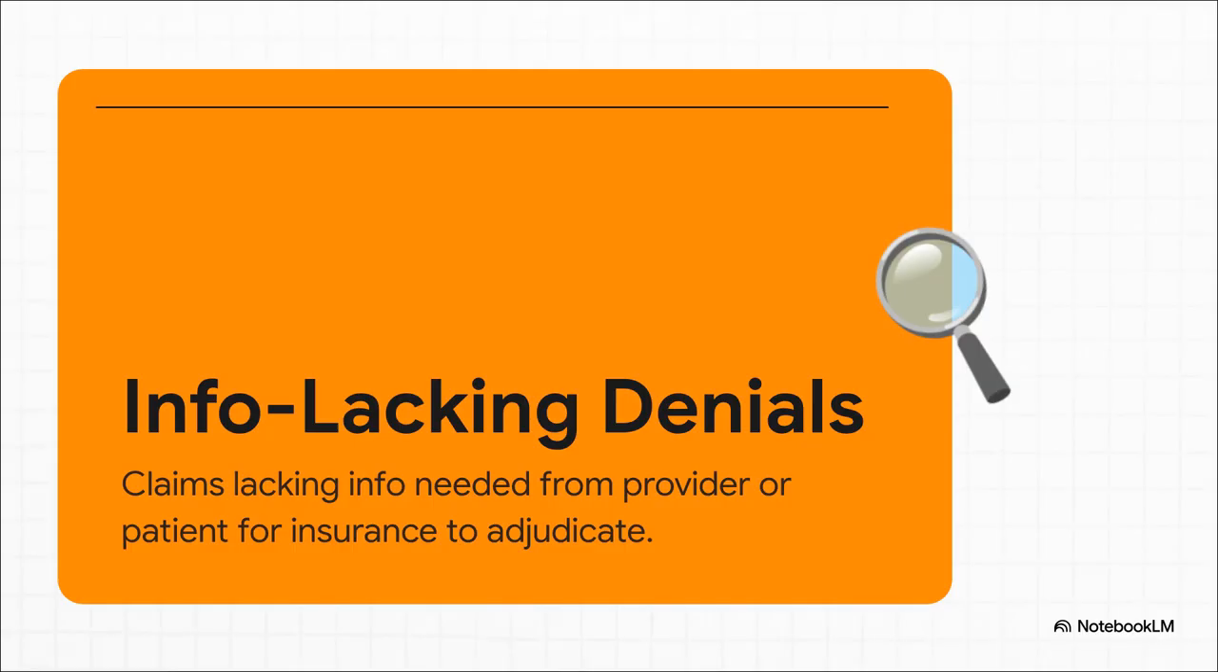So an information-lacking denial basically means a claim hit the payer system, but their examiners hit a literal roadblock. They just can't move forward. These are claims where the payer needs more information, or maybe some specific documentation from either the healthcare provider or the patient to actually process and adjudicate the claim. The main takeaway here is that adjudication just can't happen until they get this missing puzzle piece. The claim just sits there in limbo, aging out on your AR report, and honestly, costing the practice money every single day it goes unresolved.